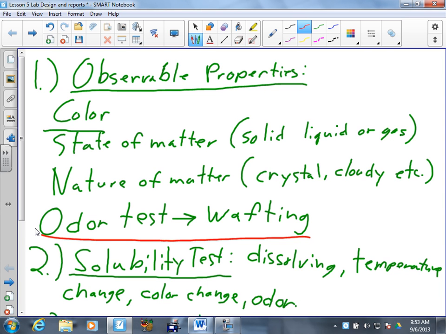Just have a step-by-step thing. Here's what you need to look for. Here's what you need to write down. All of that stuff needs to be written in a procedure. It's got to be that detailed.